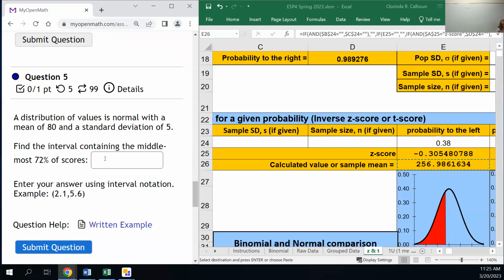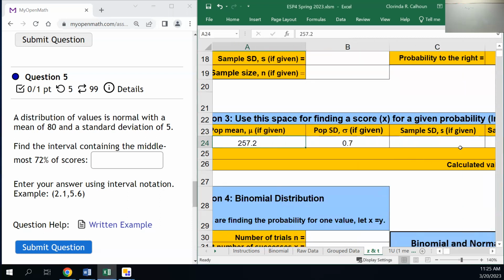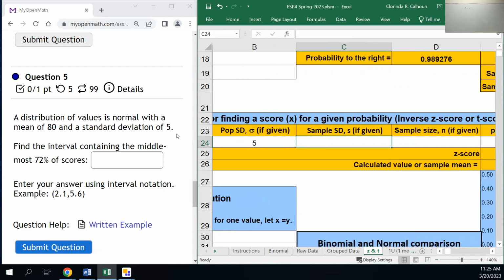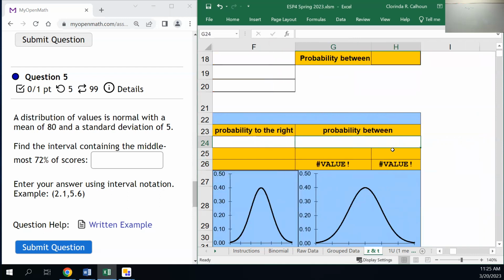Here's what you have to remember. Look underneath the answer box. It says enter your answer using interval notation, and it has an example using parentheses. So we're using parentheses here, not the square brackets. Okay, so that's all you have to think about is make sure you're using the right notation. This is section 3. Okay, so type in the mean and standard deviation and go way to the end for probability between.